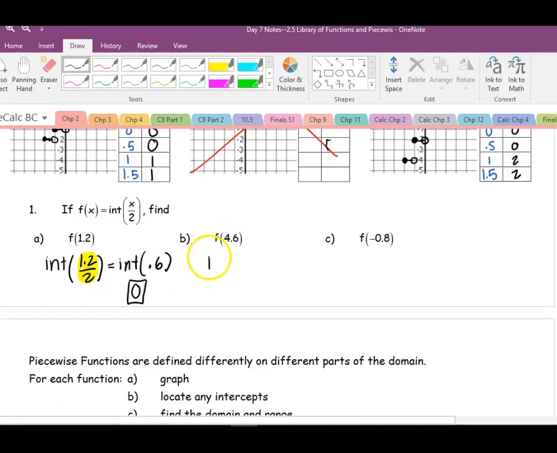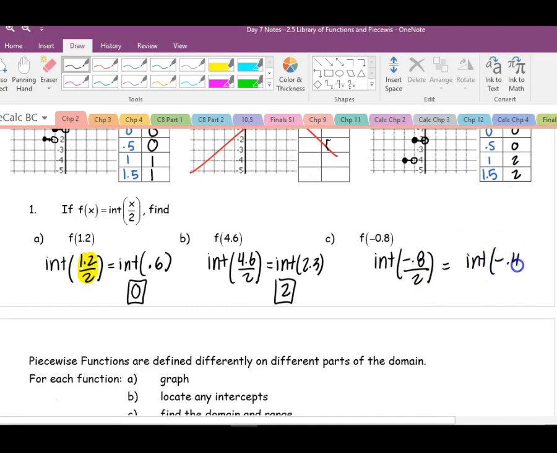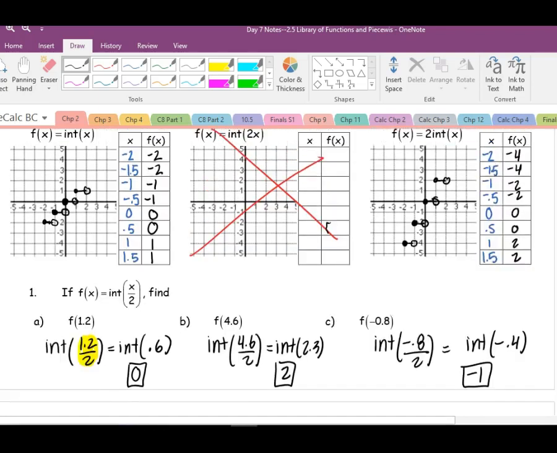Okay, let's try again. 4.6, plug it in. 4.6 divided by 2 is 2.3. Again, you are rounding down to the nearest integer. 2 is your answer. Okay, and finally, plug in a -0.8. It's going to give you a -0.4. Remember, you are rounding down, so to the left on the number line, and the nearest integer will be -1. All right, there you go.